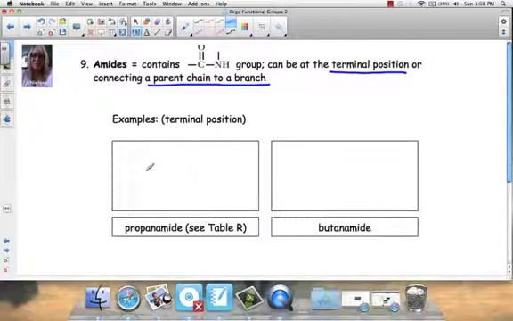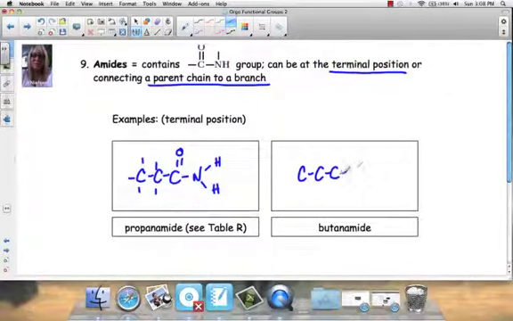Propanamide, so it's going to be 3 C's, a double bond O, and then NH2. So that is propanamide. Butanamide is going to be 4 C's, double bonded O. Butanamide is 1, 2, 3, 4. We got the double bond O, and we need the NH2, and then our other C's here.